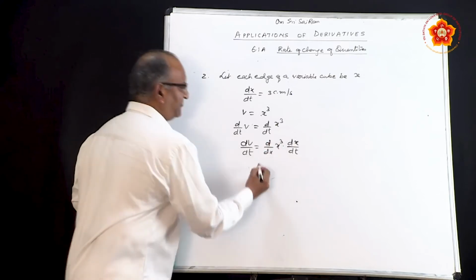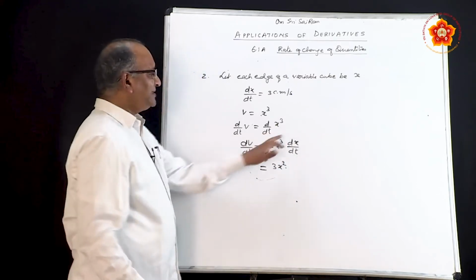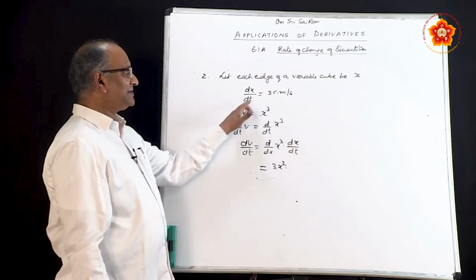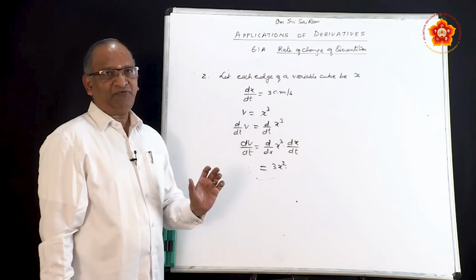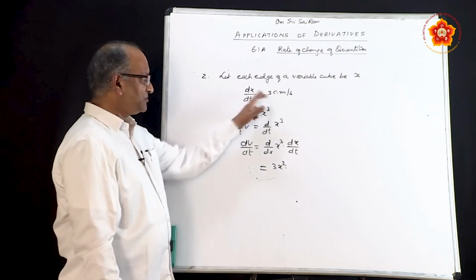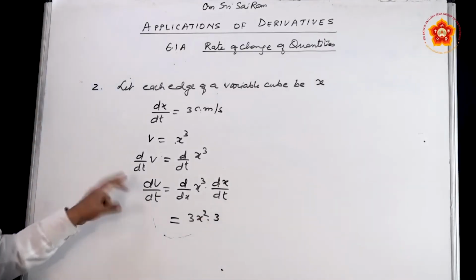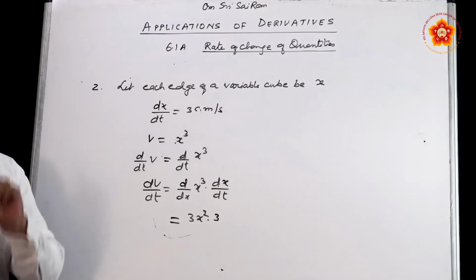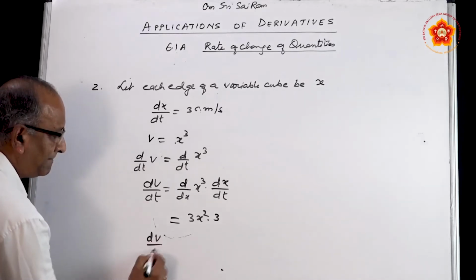What is d/dx of x cube? It is 3x square, and this dx/dt he has given. Rate of change of each edge with respect to time is given. So, substitute that value here, and now he wants this dV/dt when x is 10. So, find out dV/dt.